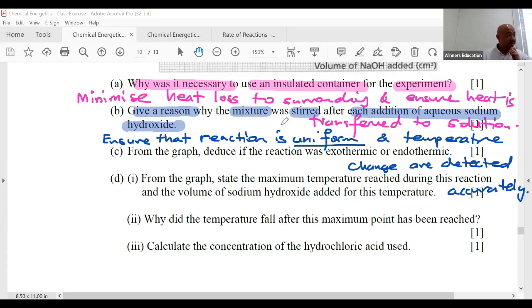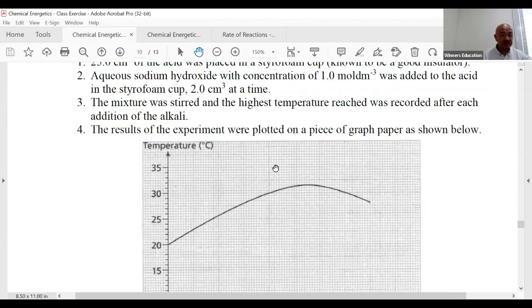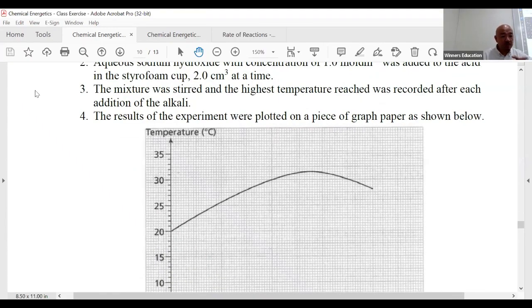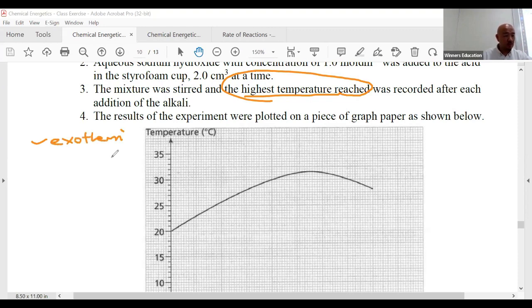From the graph itself, deduce if the reaction was exothermic or endothermic. Exothermic, right? Why? Because the temperature increases. How do you know the temperature increases? From the graph, they keep heightening. You add more, the temperature gets higher. Plus, the question says highest temperature reached. Correct? So energy is given out. It's exothermic, because you measure the highest temperature.